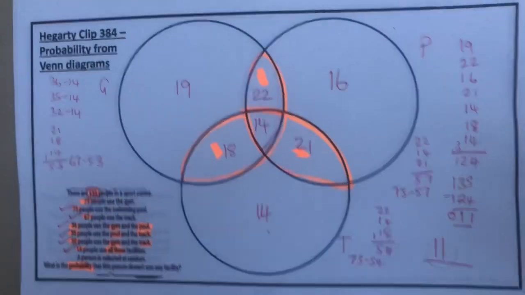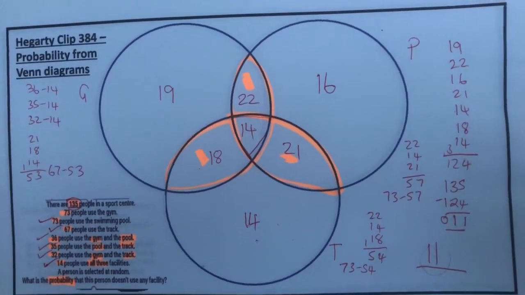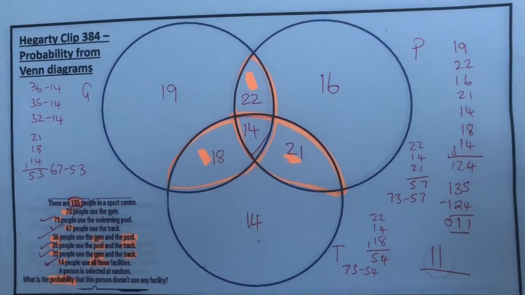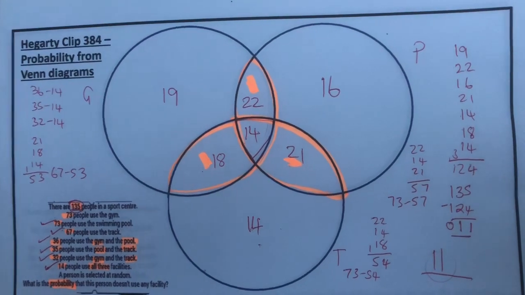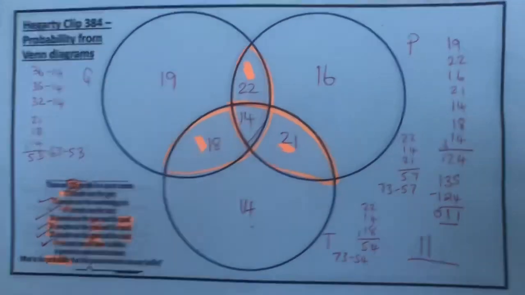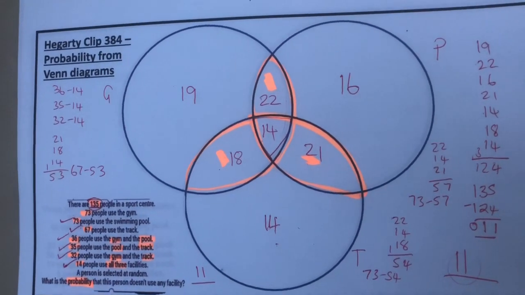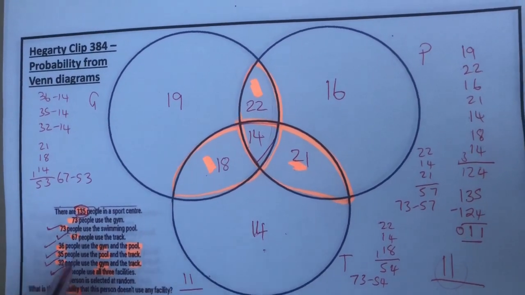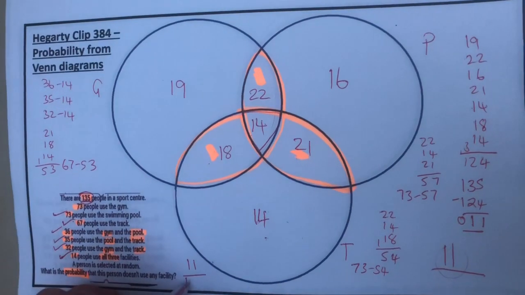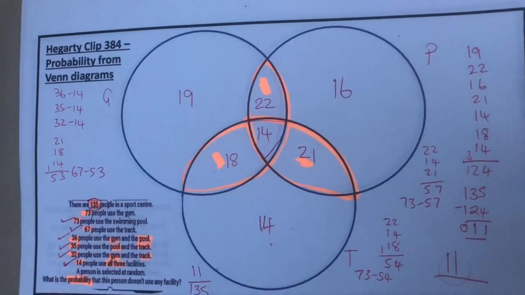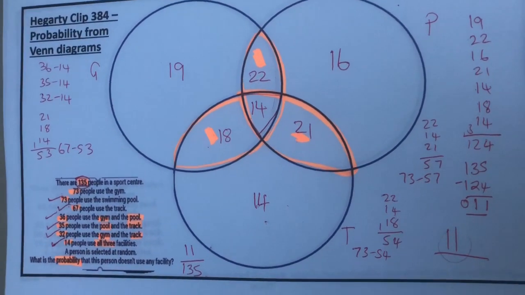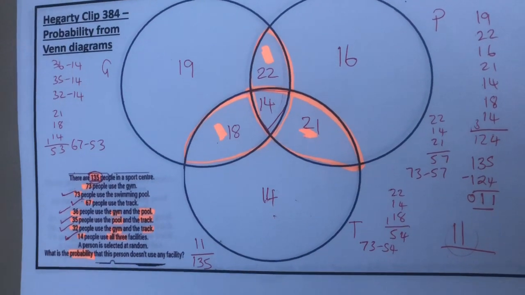So let's go to the question now. What's the probability that the person that's chosen at random doesn't use any facility? Well, that's 11 people out of, what is it in total? Well, it's 11 out of, how many people are asked? 135. Okay, so that's a fairly straightforward probability question from a difficult Venn diagram question.